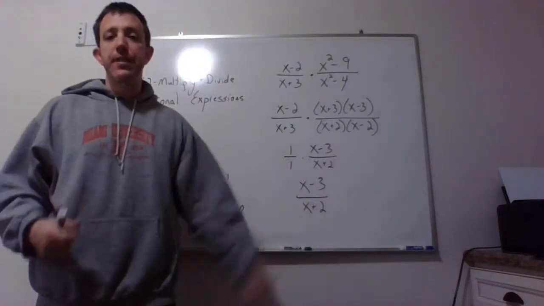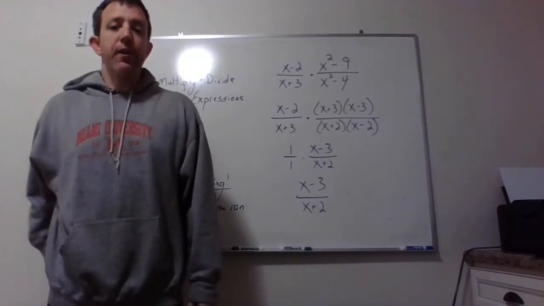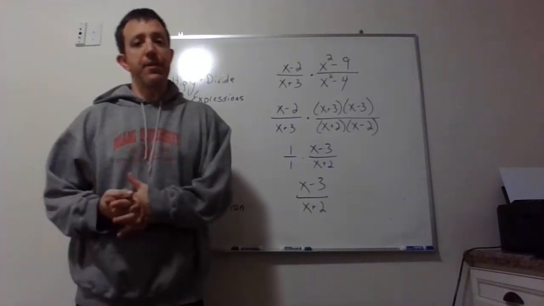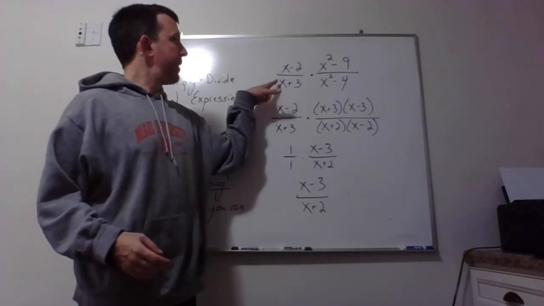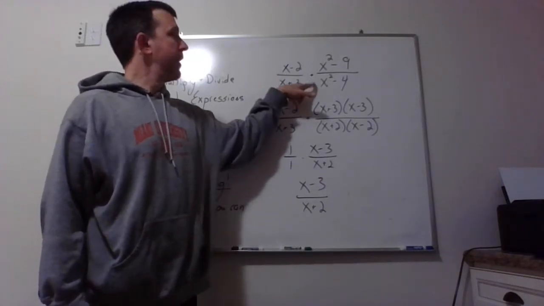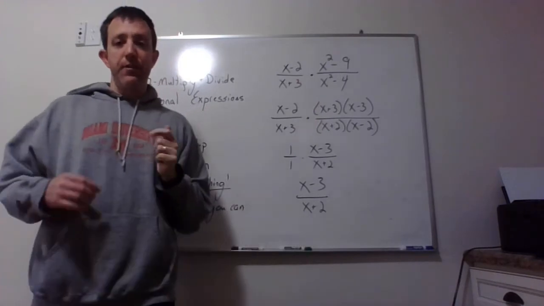Step 3, reduce what you can, and finally, do the multiplication. All right, so let's look at the example I have over here. I started with an example where the factoring is pretty simple because I don't have a whole lot of room left on my board. So I have x minus 2 over x plus 3 times x squared minus 9 over x squared minus 4.